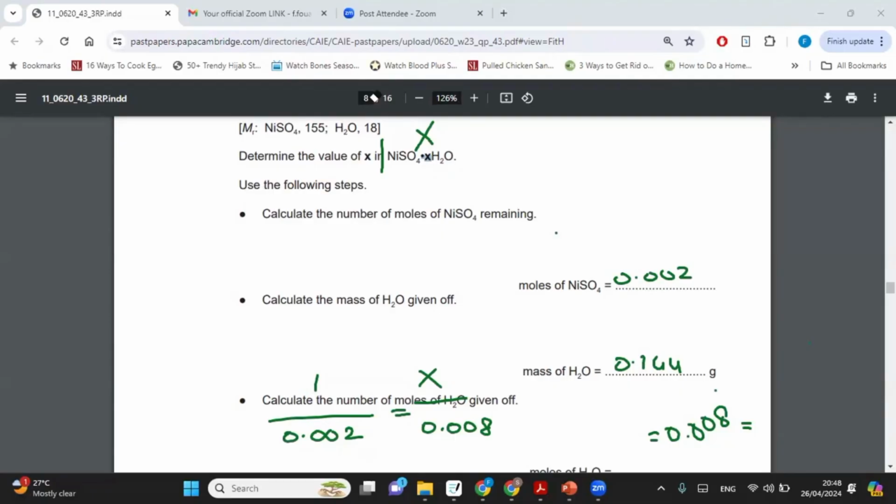So we are going to go ahead and calculate. We do 0.008 divided by 0.002, and you guys are all correct. It is going to be 4. So how many water molecules do we have? With 1 nickel sulfate, we will have 4 moles, or 4 molecules, of water. And that is how we are going to be solving these questions.